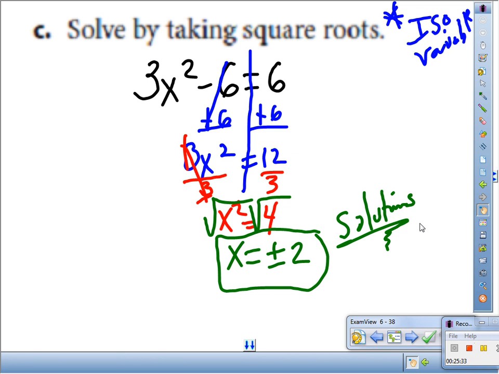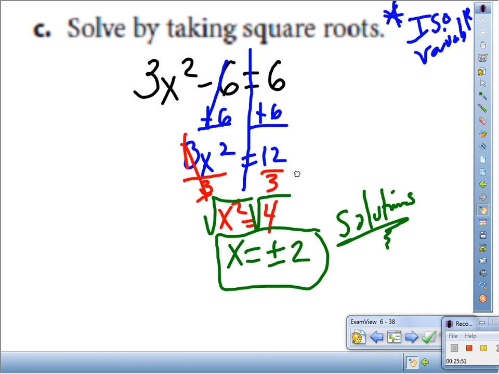Tell me, how many solutions did we find? How many solutions, guys? Two. Positive 2 and negative 2. All right, let's go to B.